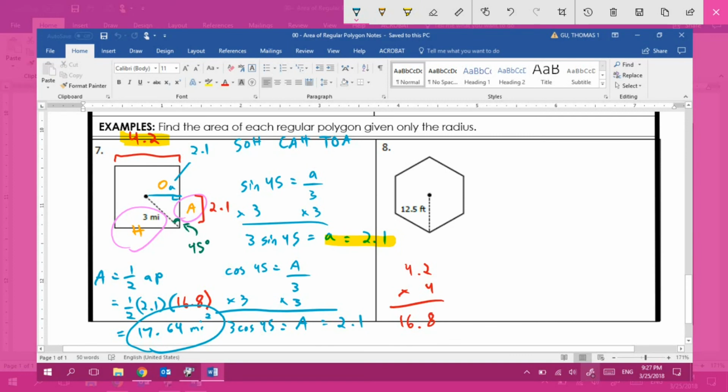And we're finally done with these notes. This is how you find the area of any regular polygon. 1/2 apothem times perimeter. We're done.